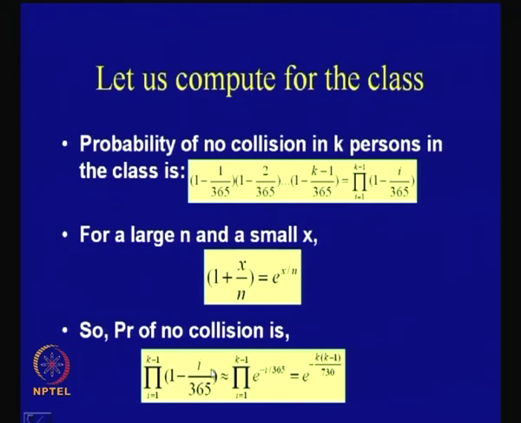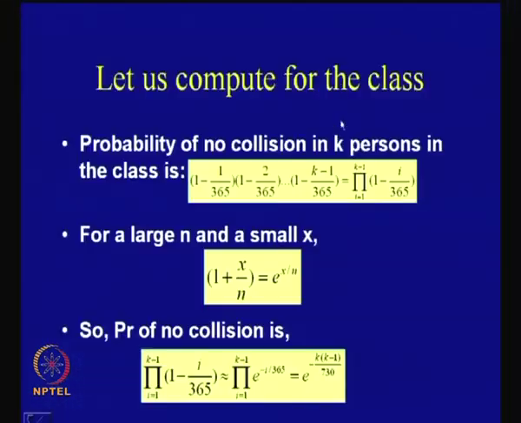So in terms of birthdays, we are actually interested in finding out the number of students which should be in that class. That is, what is the least number of students which should be in the class, so that the probability that two of them are born on the same day is, say, more than half.